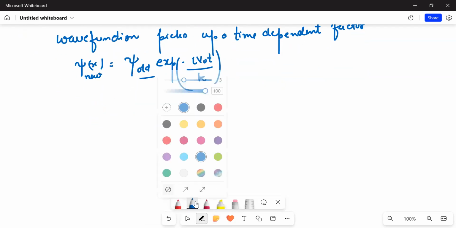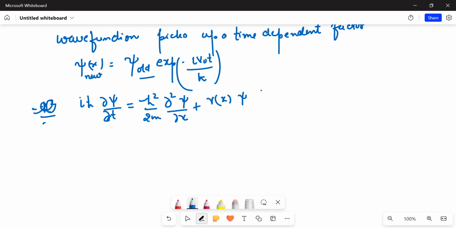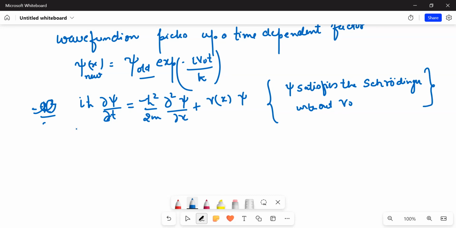In order to prove this, let us begin by considering the Schrödinger equation whose solution is given by the wave function psi. Please note that this solution does not contain an additional V naught as a factor. So psi satisfies the Schrödinger equation without V naught.